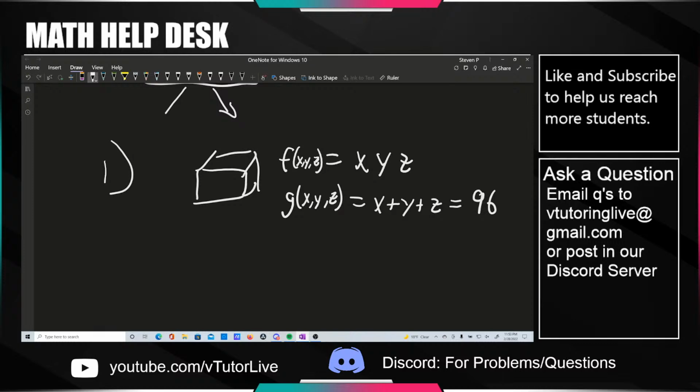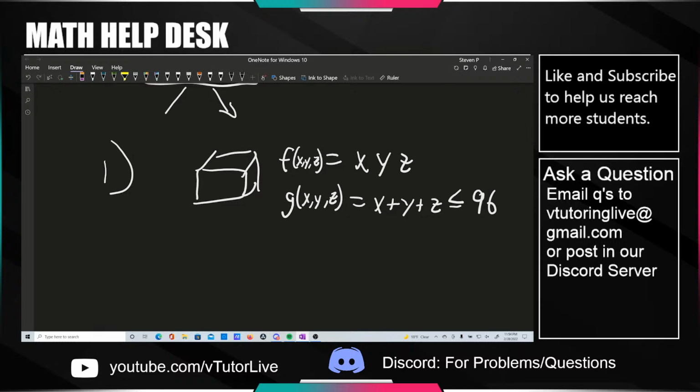Oh, sorry. Let me be a little bit more specific. It says that a shipping company handles rectangular boxes, provided the sum of the length, width, and height does not exceed 96. So one of the very first things we need to do is try to deal with this inequality right here. And I would say it's actually not so bad, right? The problem is asking us to maximize the volume subject to this constraint.